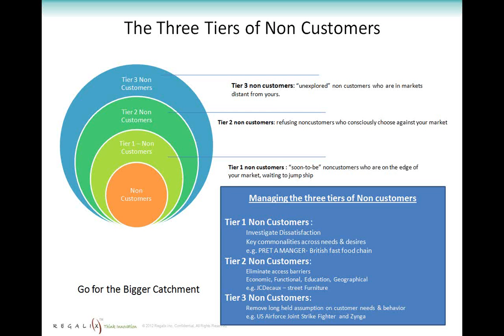One can convert the non-customers into customers by identifying their dissatisfaction. To convert tier 1 non-customers, one needs to investigate the key dissatisfaction that exists in these customers, and try to identify the key commonalities across the needs and desires. To acquire Tier 2 non-customers, one needs to eliminate the access barriers, be it economic, functional, educational, or geographical. To acquire Tier 3 non-customers, one needs to remove long-held assumptions on customer needs and behavior.